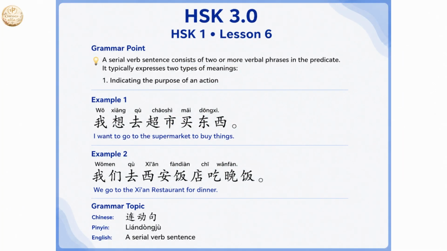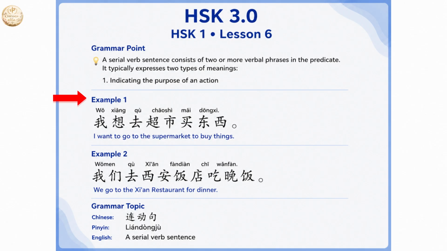Lian dong, serial verb sentences consist of two or more verbal phrases in the predicate. It typically expresses two types of meanings. Number 1, indicating the purpose of an action. For example, 我想去超市买东西。I want to go to the supermarket to buy things. Here, 去超市 and 买东西 are two verb phrases placed right next to each other.